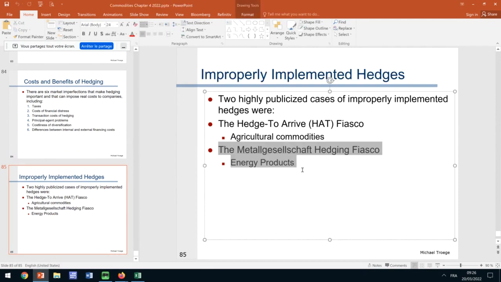The most famous case is the Metallgesellschaft case. This is a German energy trader who implemented this stack hedge, a position where they had to roll over these hedge contracts, and the prices moved in the wrong direction, and they lost so much money on the hedge position that they went bankrupt. That's of course a stupid way of hedging.